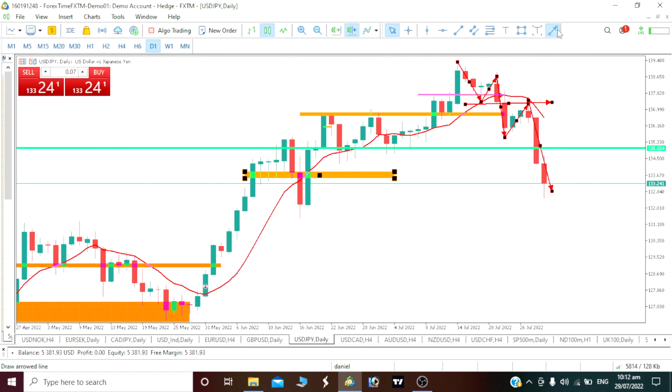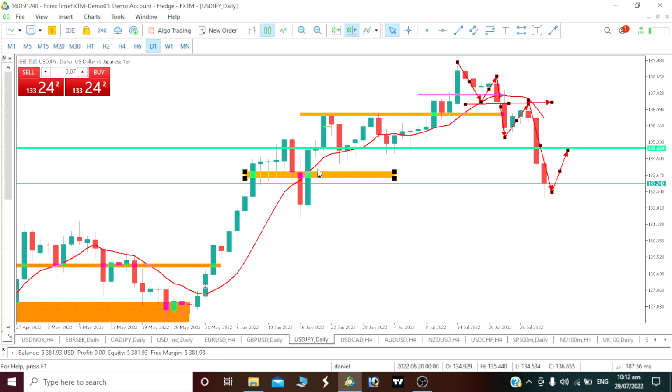Sooner or later we will be having a pullback again, so watch out for it. We possibly would not be getting it today. We are analyzing from the daily time frame. We possibly might not be getting it today, but at least next week we should see it. So what do you think I see on this USDJPY?